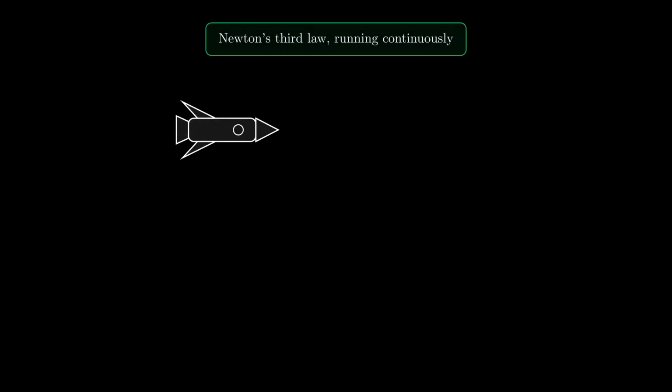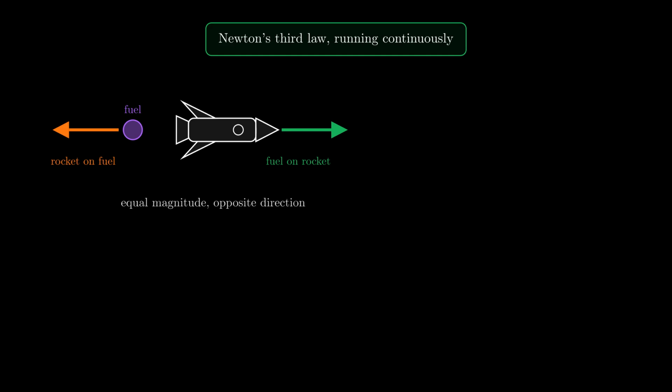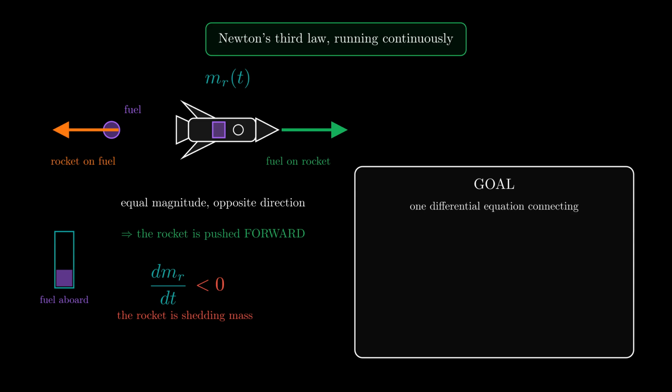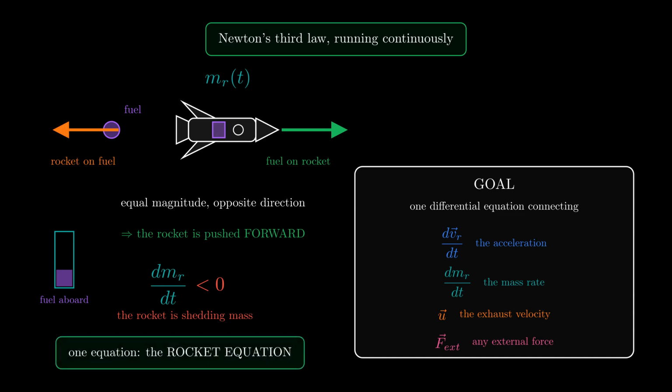The fourth story is Newton's third law. To hurl fuel backward, the rocket must push on it. The fuel pushes back on the rocket, equal in magnitude, opposite in direction, forward. And because fuel is leaving, the rocket's mass, m sub r of t, changes at the rate dm sub r dt, a negative number. Our goal is one differential equation connecting the acceleration, the mass rate, the exhaust velocity, and whatever external force acts. That equation is the rocket equation.